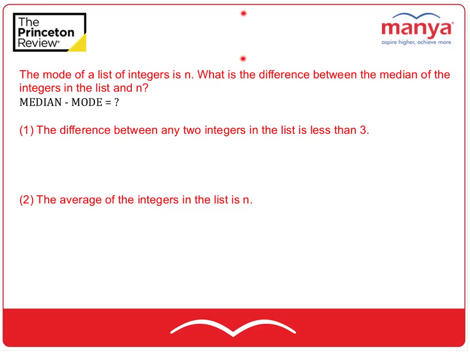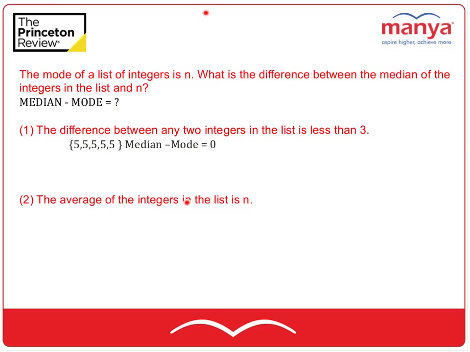Median minus mode. Do we require any formula for data sufficiency? In data sufficiency questions, what are we to concentrate on? Whether the given statement is sufficient for you to get the answer or not. So moving on to statement 1: the difference between any two integers in the list is less than 3. So the numbers which I am going to select should have a difference less than 3 between them.